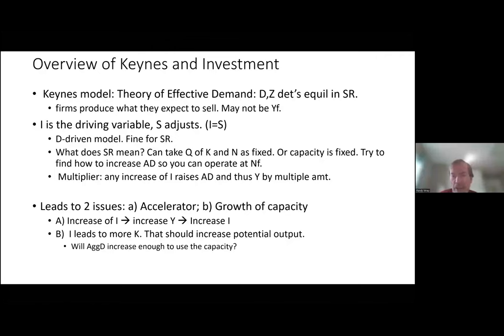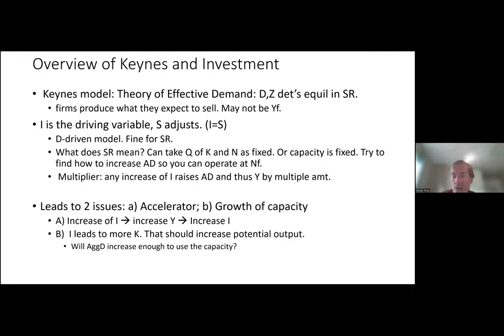And in his General Theory, what he did was advance a theory of effective demand. What he presents is the intersection of an aggregate demand curve, he called the D curve, and an aggregate supply curve, he called the Z curve, that determines the point of equilibrium, the point of effective demand.